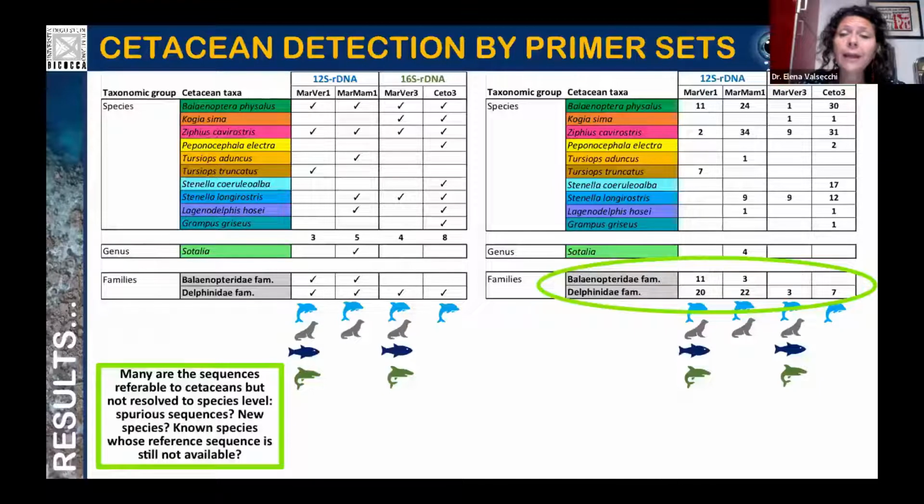Also, we find many cases in which the reads that we found were assigned not at the species and not at the genus level, but at the family level. So that means that we can try to go deeper into these sequences.